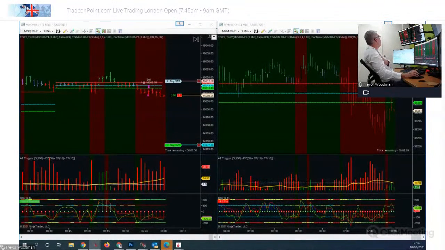The 1 hour chart, I'd like to try and see a little bit better on that. What are we doing on the half an hour? 15 minutes time to roll. Just going through some of the other time frames.